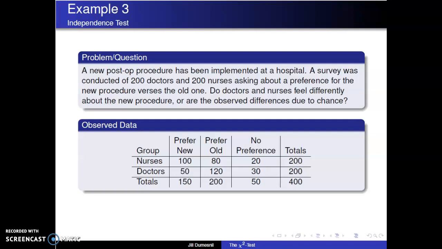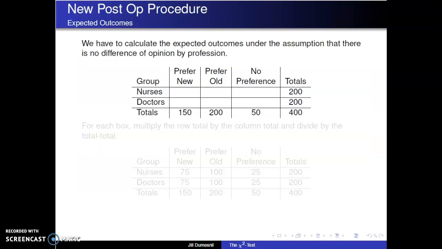The total row shows a total of 150 people prefer the new procedure, 200 prefer the old procedure, and 50 have no preference. The total number of individuals is 400. We have to calculate the expected outcomes if there is no difference of opinion by profession. In this case, since the number of nurses surveyed and the number of doctors surveyed are equal, we should have an equal number of nurses and doctors with each opinion.